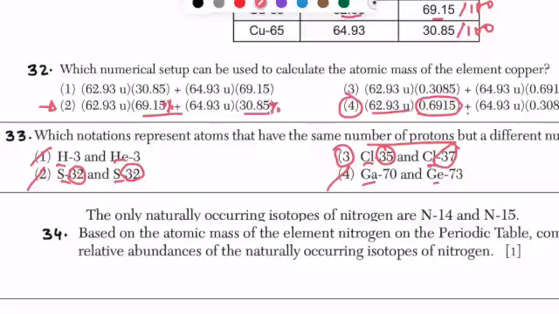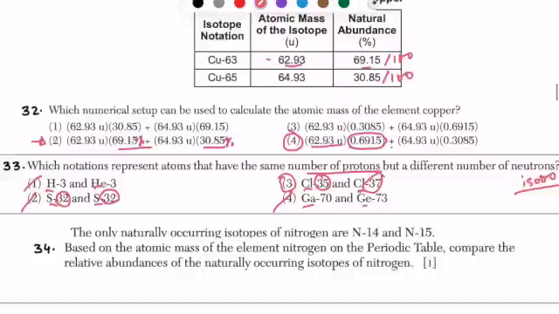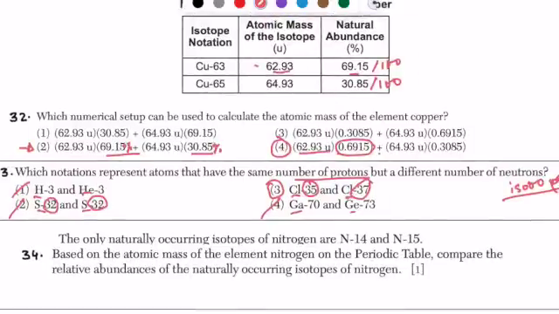And then lastly, based on the atomic number of element nitrogen on the periodic table, compare the relative abundances of the naturally occurring isotopes of nitrogen. This is kind of a rare question, but you must know how to answer this. So if you look at your periodic table, let me pull up my periodic table very, very quickly.